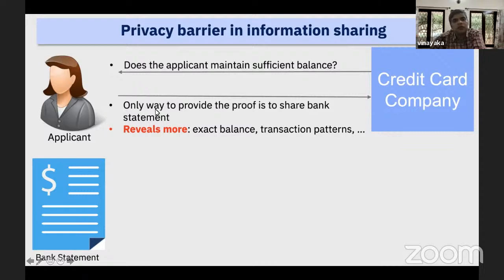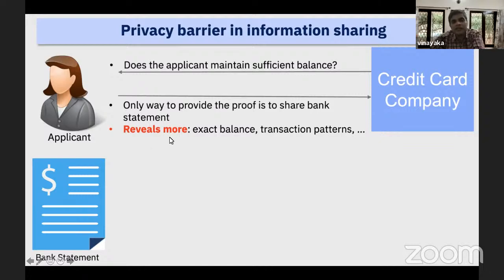The applicant today, how does it happen? The applicant will provide the bank statement for, let's say, the last 6 months. And this satisfies the credit card company. They can look at it and see, okay, this is the amount of money she receives on a monthly basis, this is the amount of money she spends, and hence how much money she is left with, and so on. So this is fine. But what is the problem?